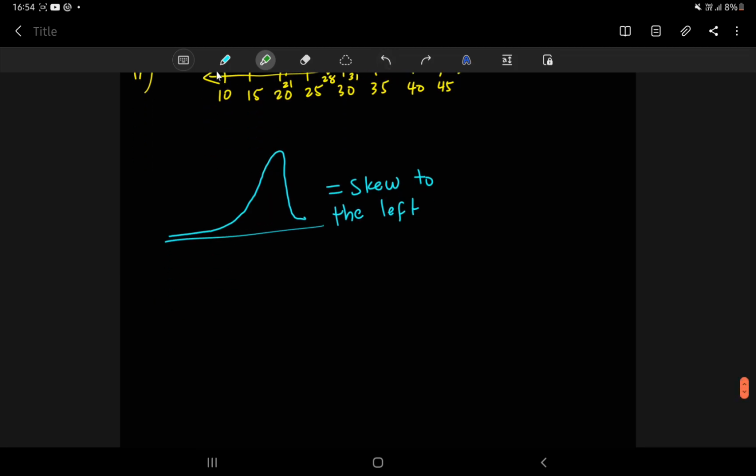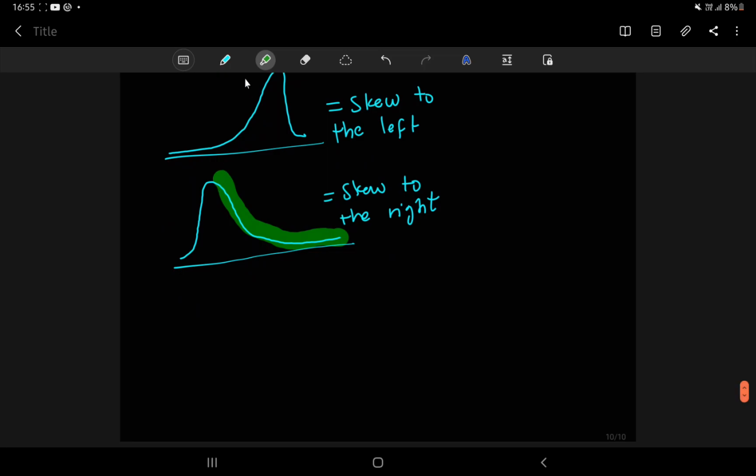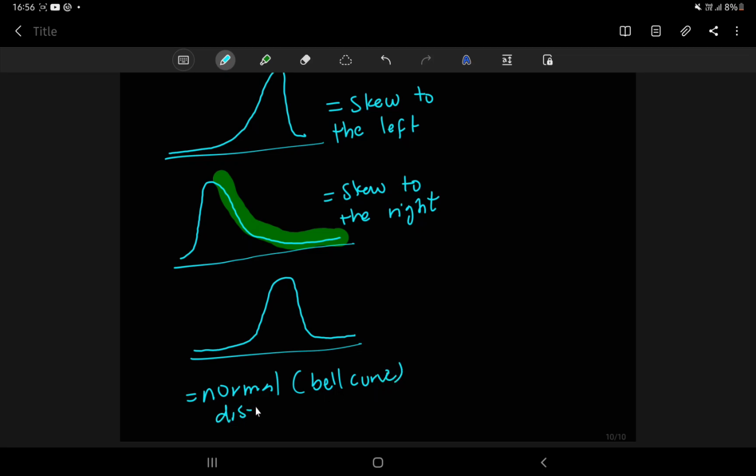And then the second type of skewness is skewed to the right, because the tail over here is longer on the right side. And the last type of skewness is neither skewed to the left nor skewed to the right. We call this the normal distribution, or bell curve distribution. So it has no skewness. The skewness is 0 because it is symmetric on the left and also the right side.